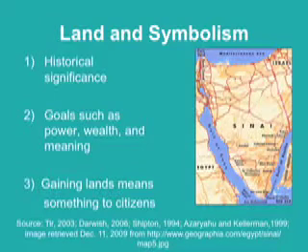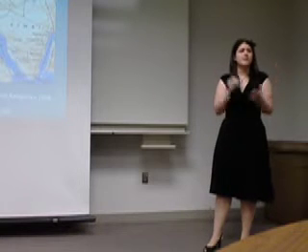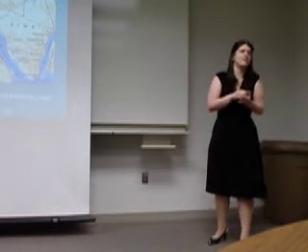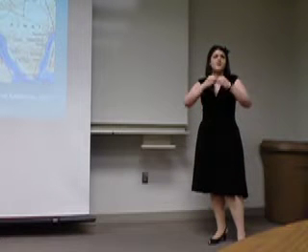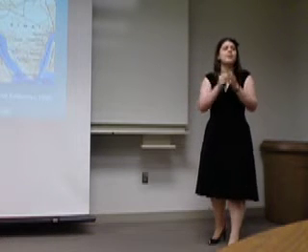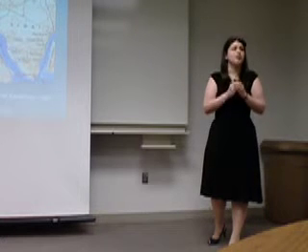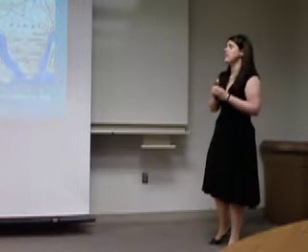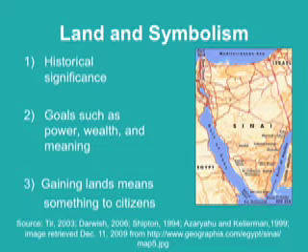Land and symbolism. Land is symbolic in several ways. The first way is it has great historical significance, and that basically means that something very important happened here for whatever reason. It can be yesterday, it could be 1,000 years ago, but land has that historic value and that emotional attachment that goes with it based on previous events. There are also goals such as power, wealth, and meaning that come with land.